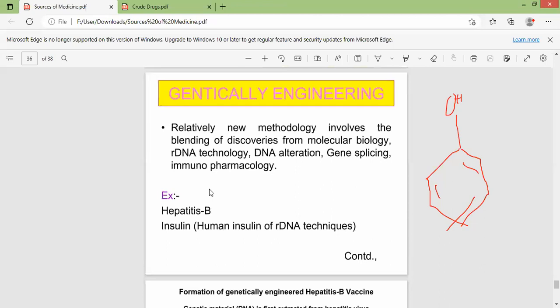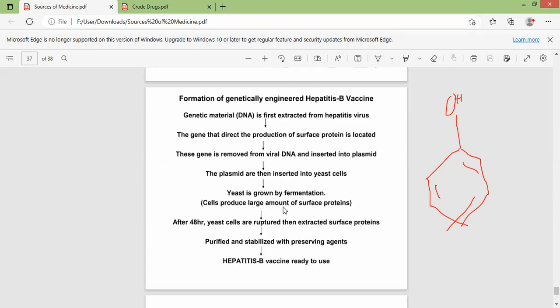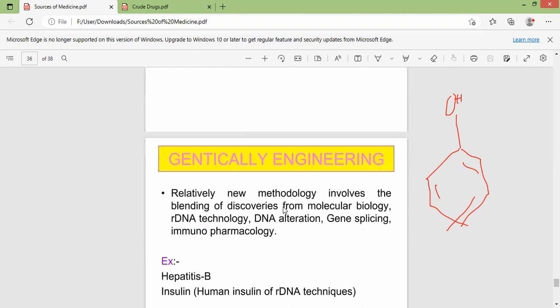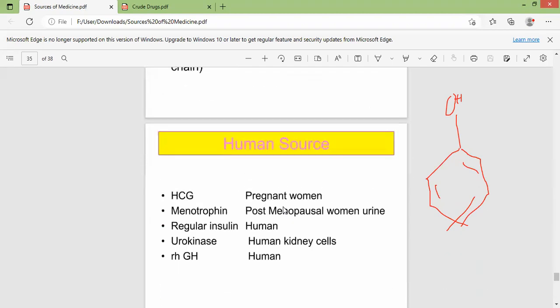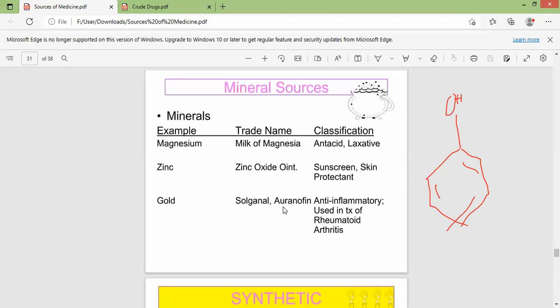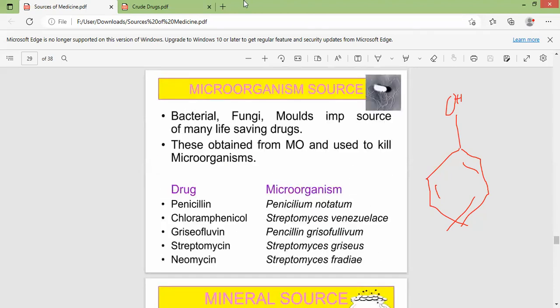Then genetic engineering, we covered this when we were doing biotechnology, especially with insulin from E. coli. That's the most common genetically engineered drug on the market. So unless there's any question, this was just straightforward. It was to welcome you to the sources of drugs. So unless there's any question or addition.